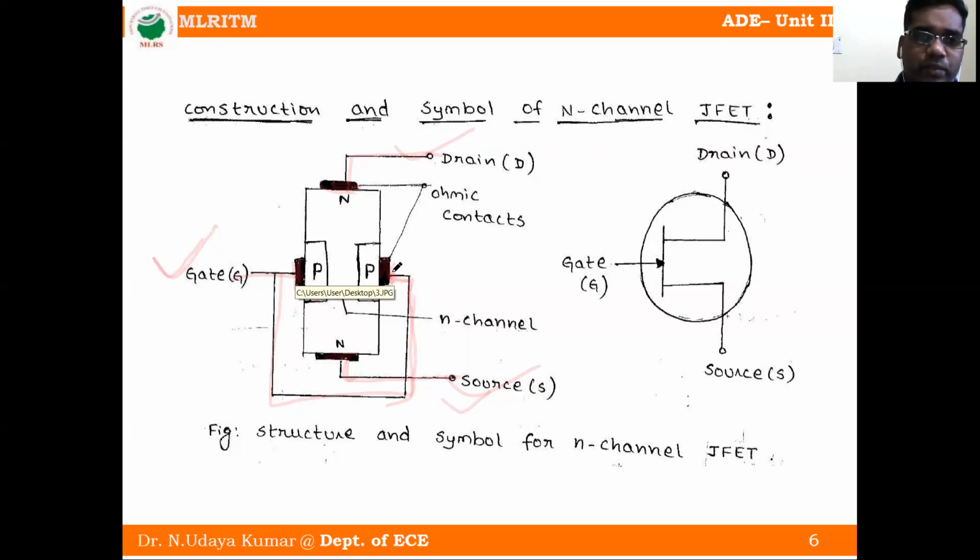Next, in the upper portion we have this bar, which is N-type, and below it is also N-type. This is the source terminal and this is the drain terminal. So in total three terminals: gate, source, drain. In between, this is N, and the two sides are P. The remaining space is what we call the channel, the N channel, because it is N-type material.